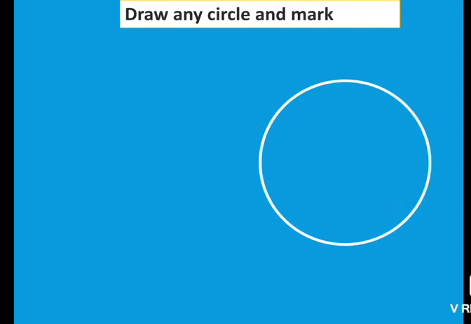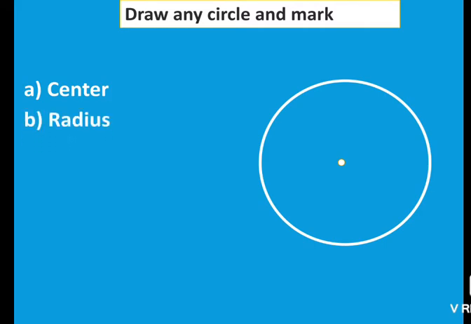Next, we have to do a question. Draw any circle and mark. We can draw any circle with any radius. You can select any radius and mark. First question is A, center. We can mark a center here. Okay, here you can see a center. A dot is there. That is the center of this circle.